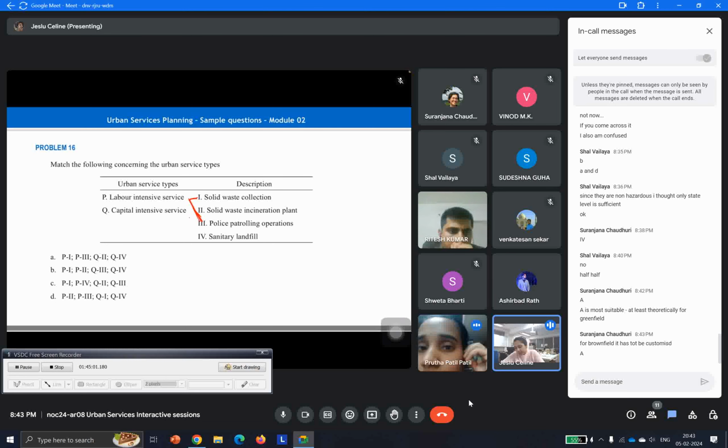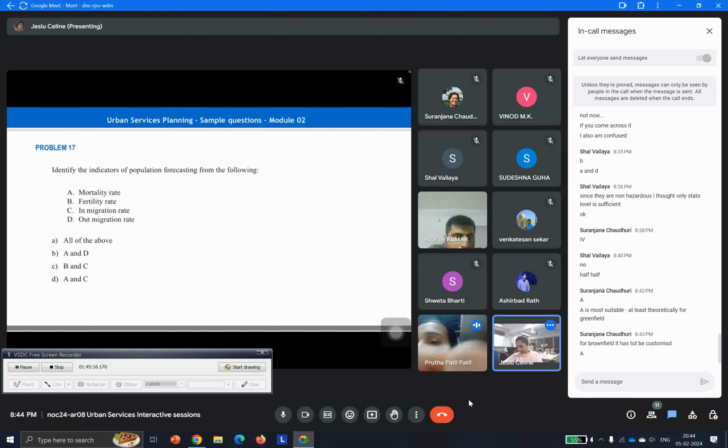And sanitary landfill, is it labor intensive or capital intensive? Yeah, so this is capital intensive. So this one, solid waste incineration plant, is capital intensive. So that works out to which option? One, two. That is also option A, right? Very good. Yeah, so that's option A. So let's proceed on to the next one.